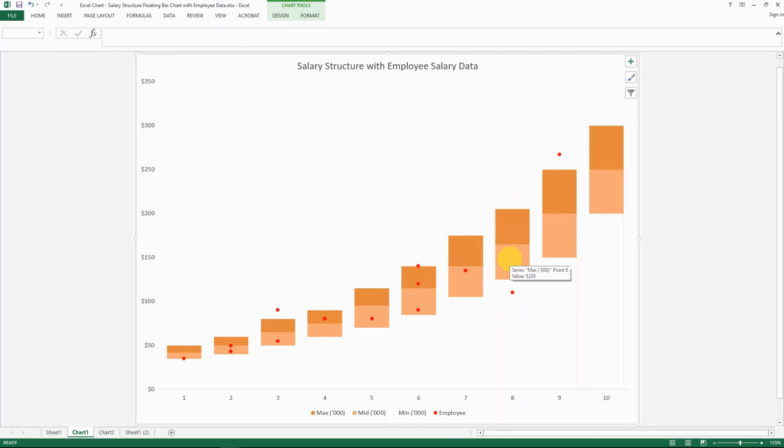The next thing you want to look at is, in aggregate, whether your employees are close enough to the midpoint. For example, let's take this dot. This dot is very close to the midpoint of that range, which means the compa-ratio is close to 100. This dot, however, is at the max of the salary range, which means the compa-ratio is definitely more than 100.